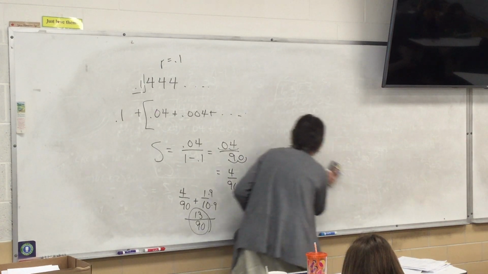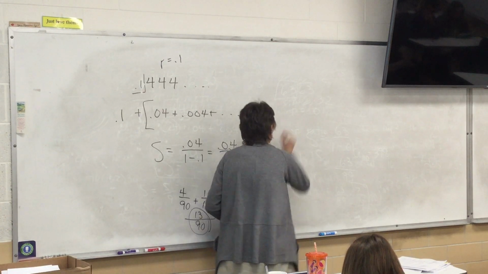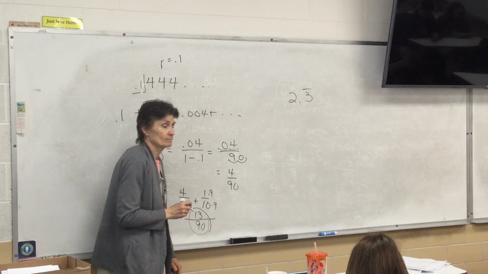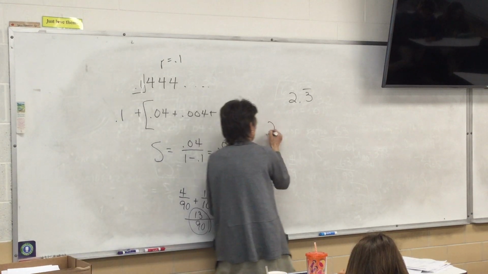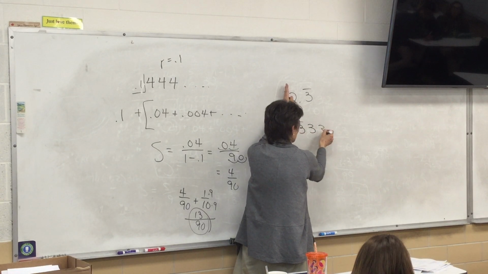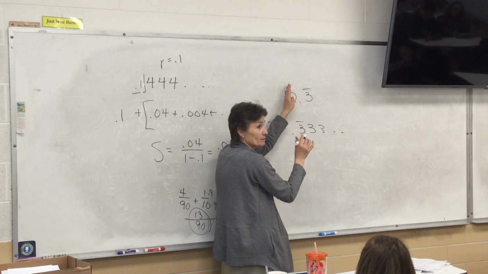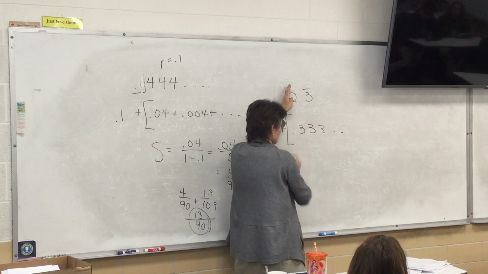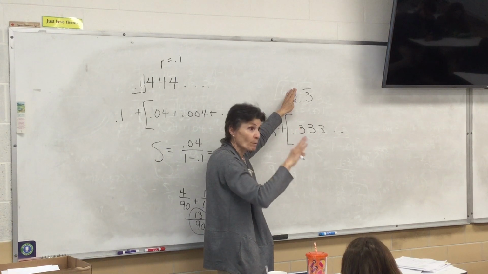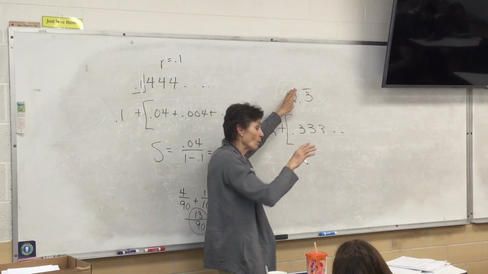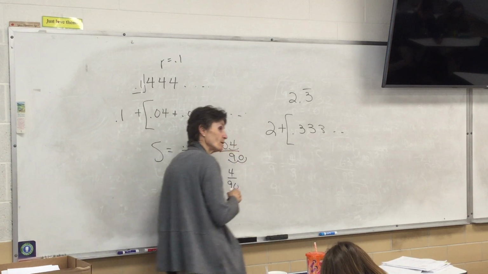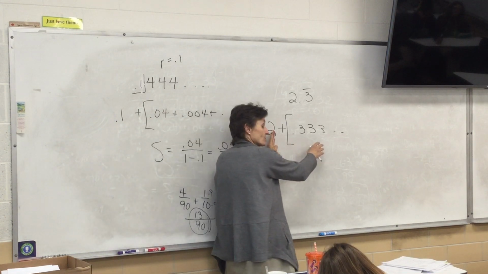All right, let's talk about this. Get it sorted out. What's our strategy going to be? Take away the 2. So I'm going to have 2 plus .3333333, right? All right, so this is what I'm going to use my formula for. I use my formula for the part that's repeating. And then once I do that, I'll add back in the other part, like I did over here. But I got to do this part first.